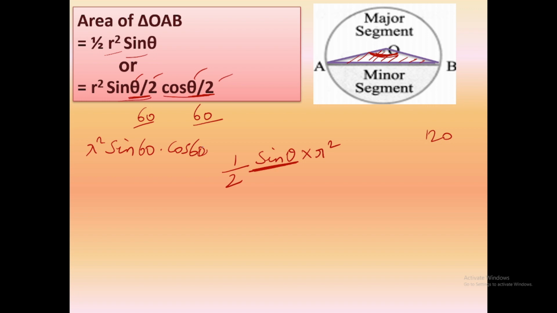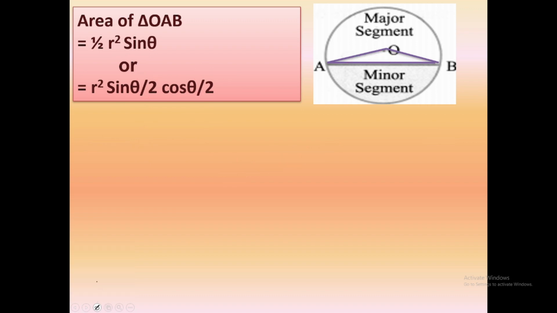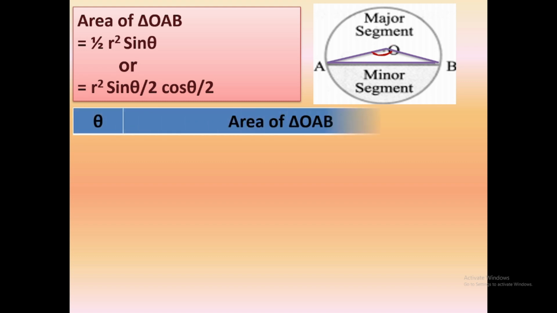Don't worry, I am still explaining. Don't get confused. It's just the beginning. See it now. I will explain according to the changes in theta. If theta here is 30 degrees, how are you going to find the area of the triangle? Just see it.